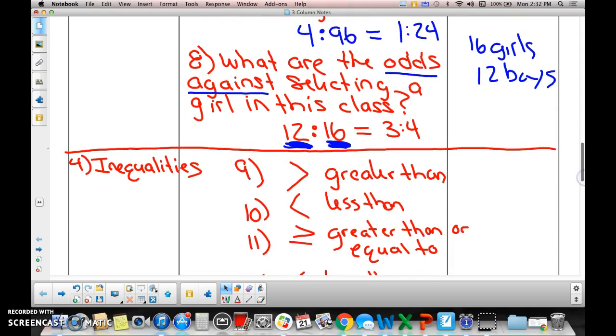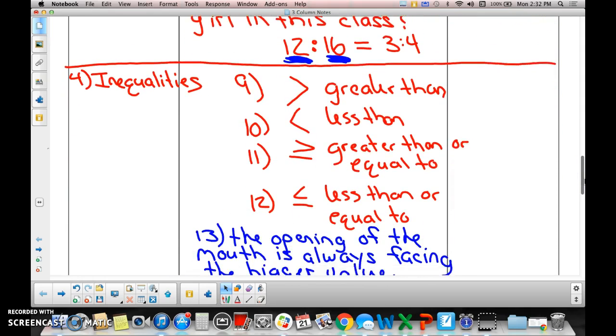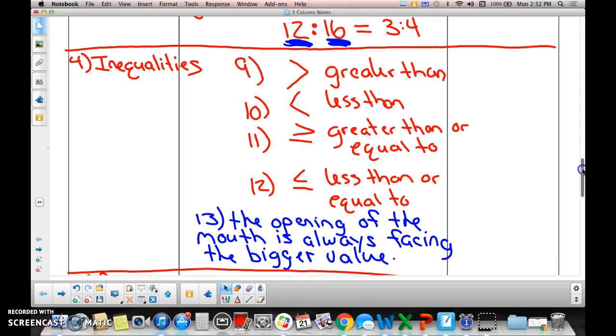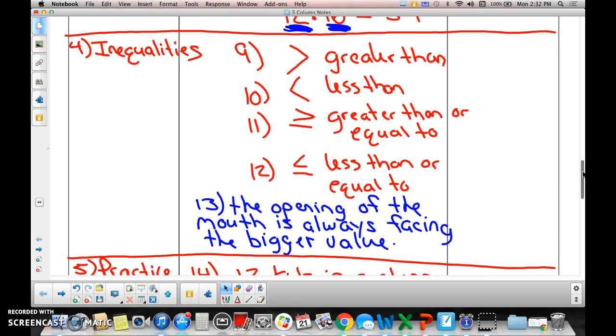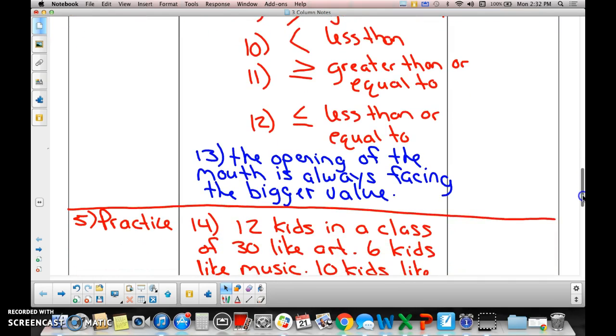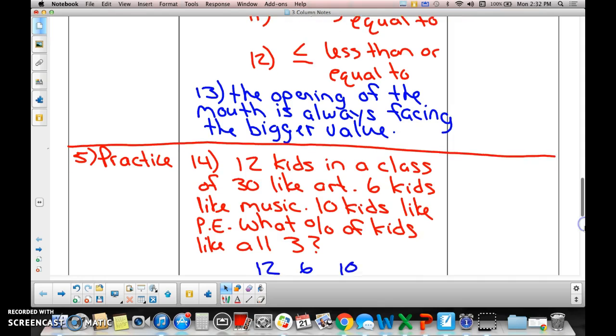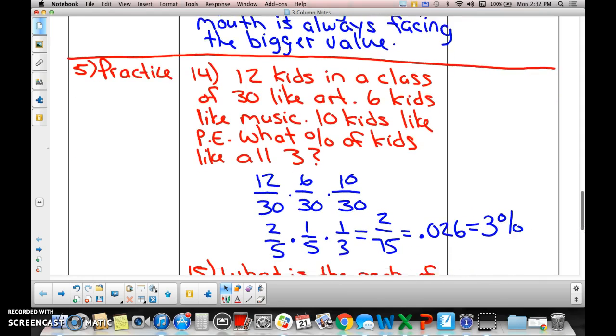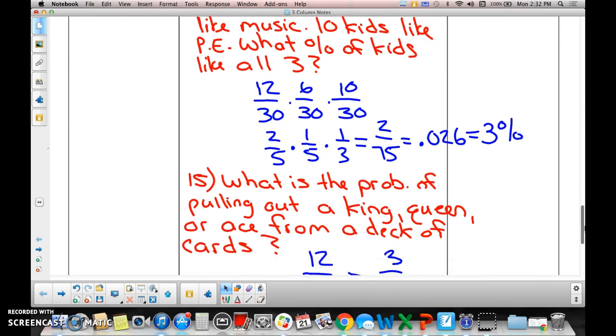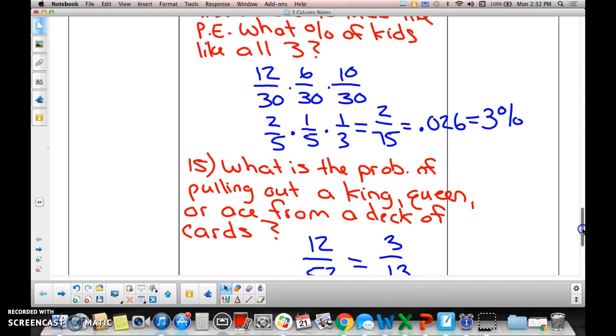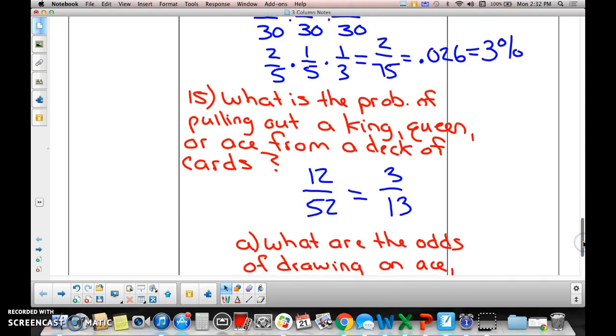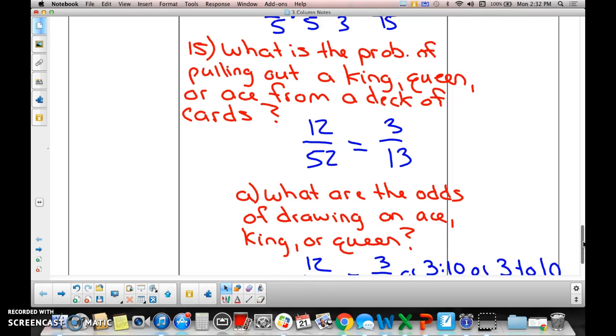Inequalities, make sure you know these. I'm not going to spend really any time on the inequalities. 13 is a summary of how to identify greater than, less than, greater than or equal to, less than or equal to. And then number 5 would be 3 practice problems: 14, 15, and 15A, that you are going to see similar examples of on the test. Read your notes, do your notes, understand your formulas, increase your grade.